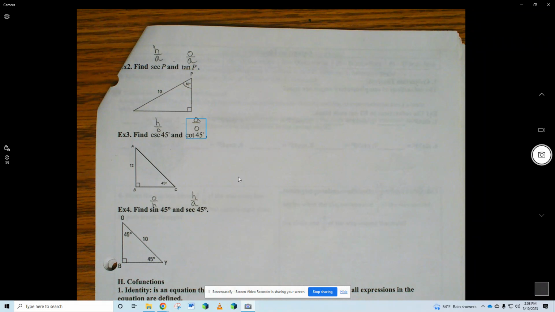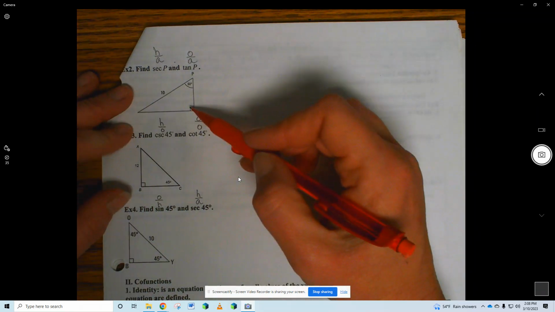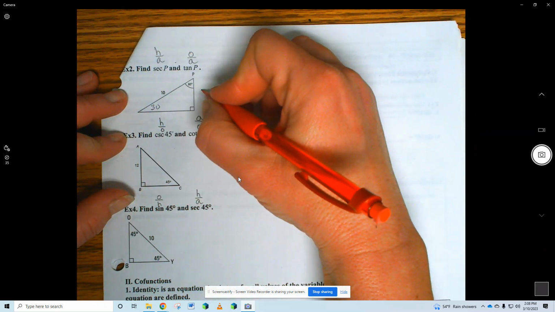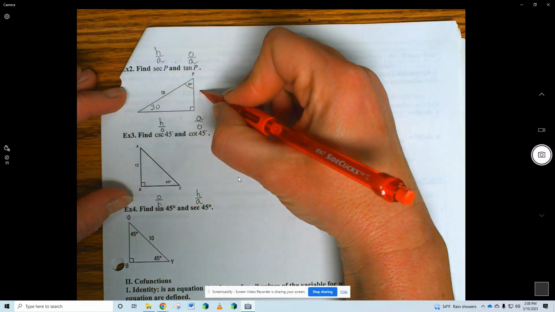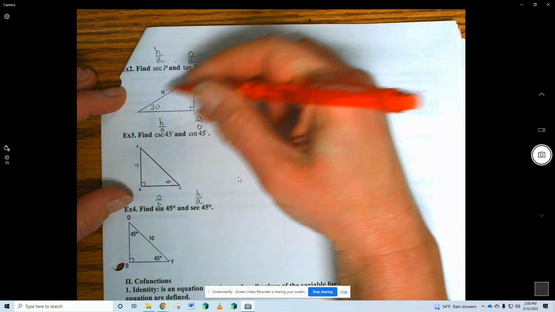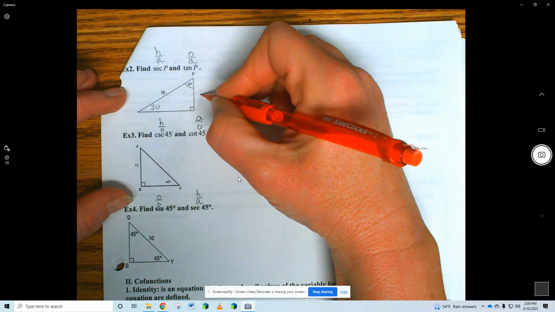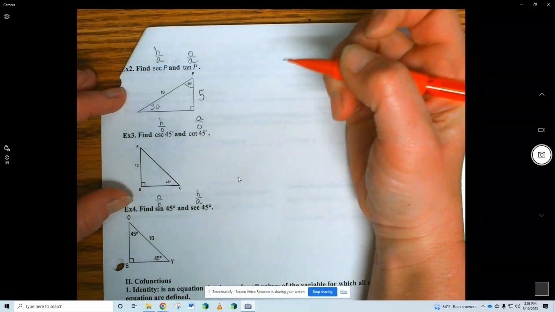Okay. So I've gone and labeled them for you ahead of time so that you don't have to put too much thinking into it. We're missing some sides. If I know that opposite 90 is 10, what's opposite the 30? How high is my triangle? 5. And then opposite 60 is 5 rad 3.